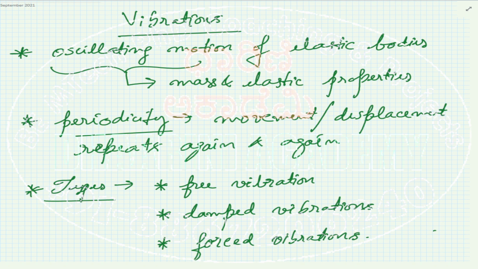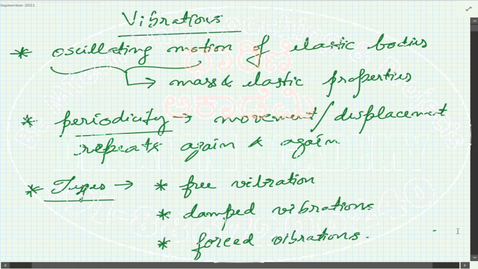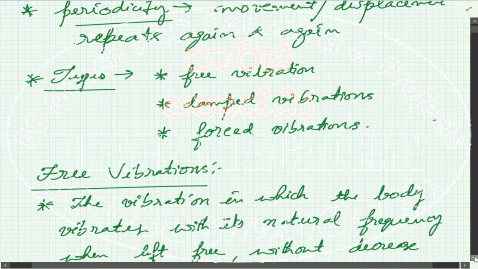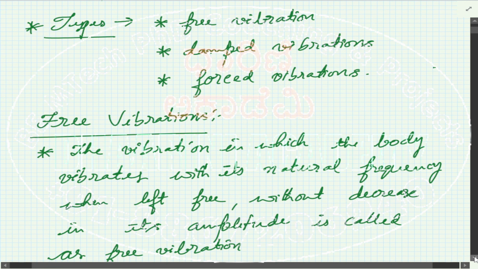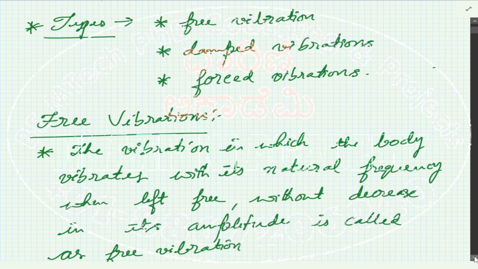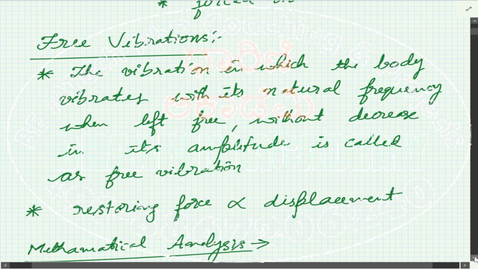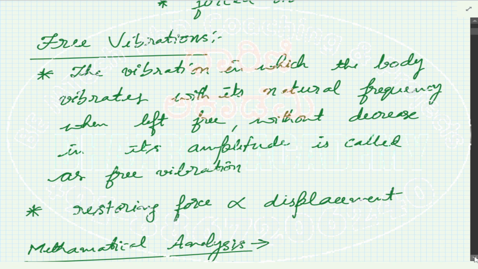Then we had the various types of vibrations. The types of vibrations are: first one is free vibration, second is damped, and the third is called forced vibration. Free vibration is basically when the body vibrates at its natural frequency, with no force on the body. Whenever you leave the body free, it oscillates at its natural frequency without any force on it.